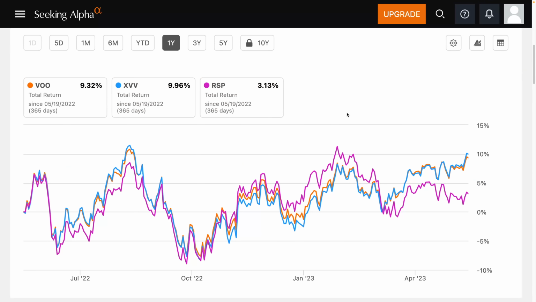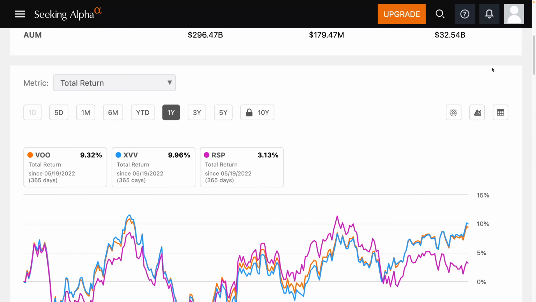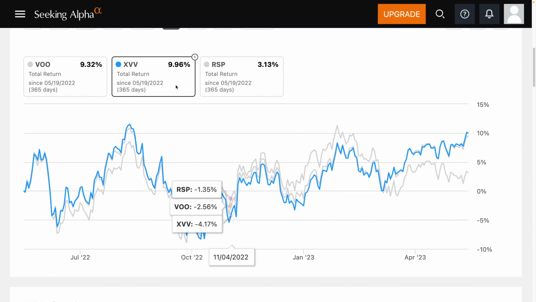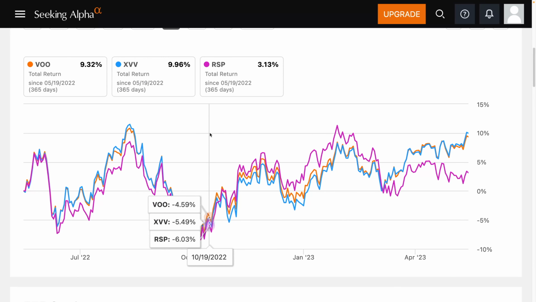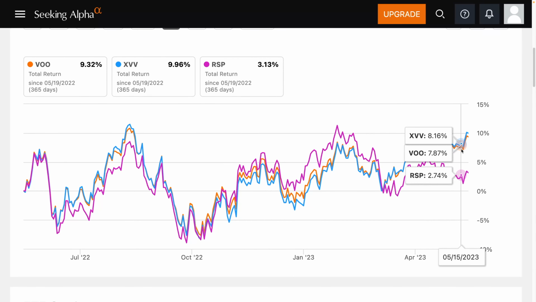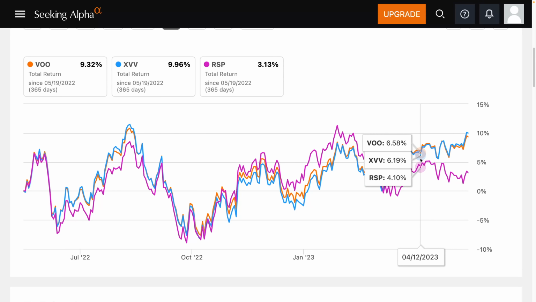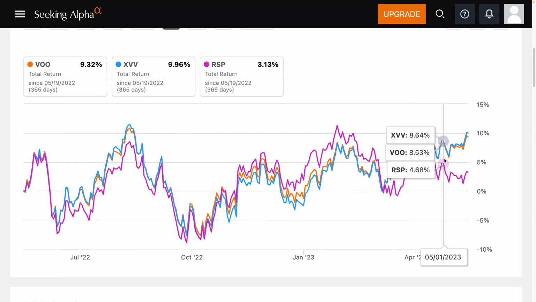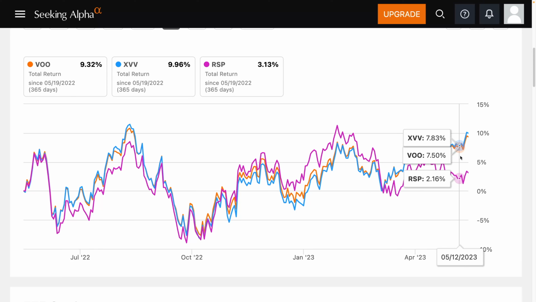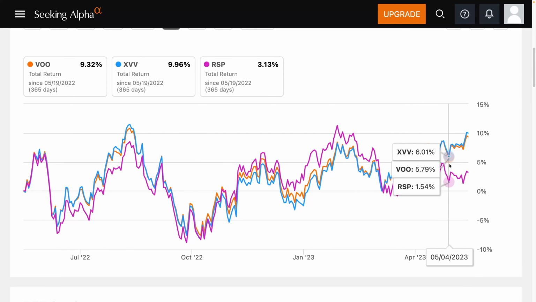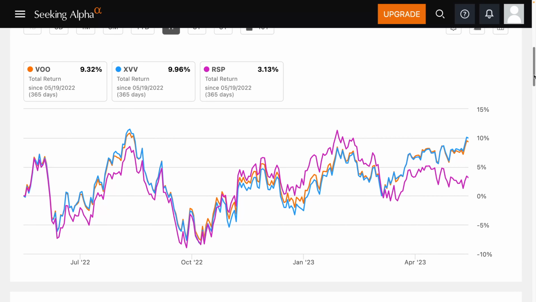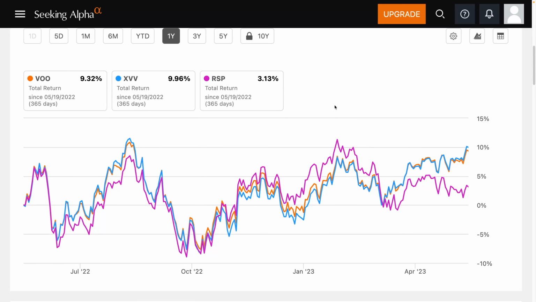Now if we do the 1 year return, let's do the total return. Okay, total return. The total return 1 year, the best performer was XVV at 9.96%. VOO is not very far behind though. You can see VOO is in orange, and VOO had that track record of the strong 5-year performance, and it's got the lower expense ratio. So I would suspect that over time, VOO is going to do better. And when we look at the 1 year, RSP is not doing very well at all, only 3.13%.